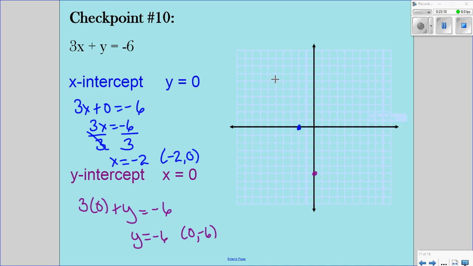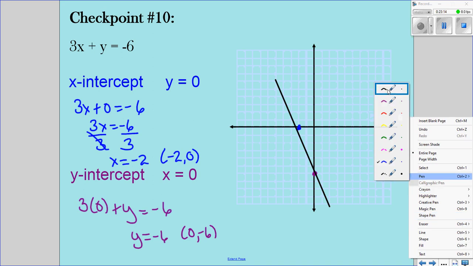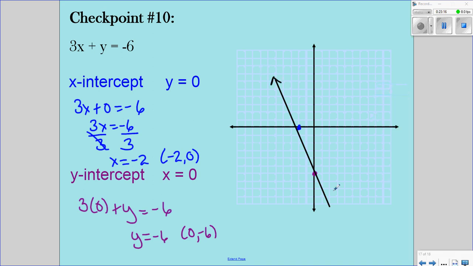Make sure you have your arrows. Draw the arrows. And then you label your line, so I know what line you're using. Even though there's one, you gotta label it. And that's it.